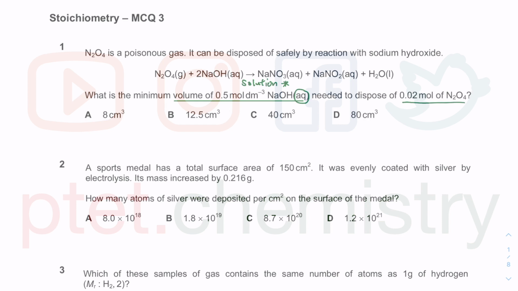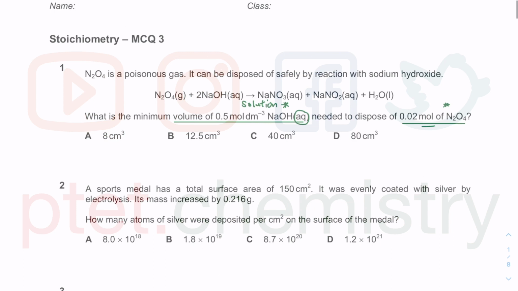We are told it's 0.02 mole, so we're already given moles, and we need to be aware that we don't need to do anything about mass or Mr because this is already in moles. So all I have to do, I guess, is just express the mole ratio. For question 1, I want the mole of NaOH over the N2O4.